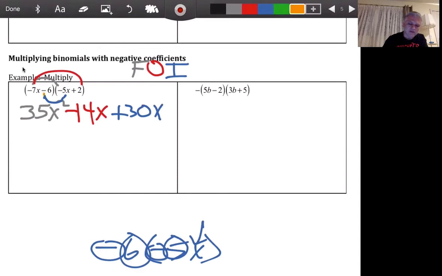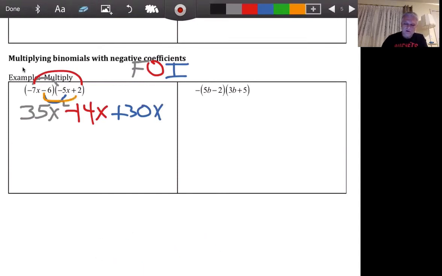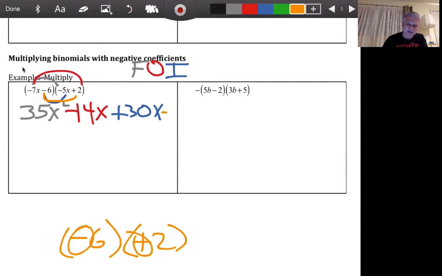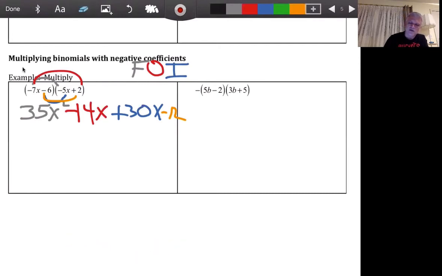Then for the lasts. For the lasts, we've got minus 6 times plus 2. Minus times plus is minus. 6 times 2 is 12. Is that it? Yep. There's no x's. Okay. There are no x's there. So now we go back and we look for like terms.